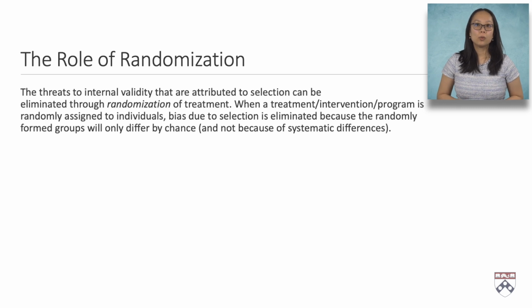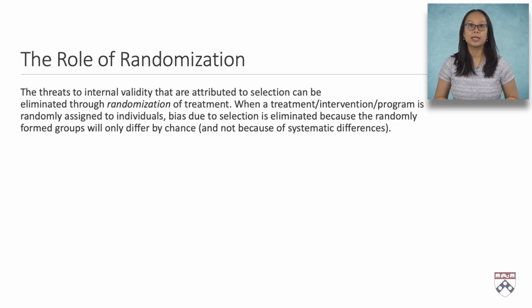And in response to this threat of selection, we want to take a moment to talk about the role of randomization. So the threats that are attributed to selection, in theory, can actually be eliminated through randomization of treatment. So when a treatment, intervention, or program is randomly assigned to individuals, any bias that is due to selection can be eliminated because the process of forming these groups randomly will only lead to groups that differ by chance rather than due to systematic differences.